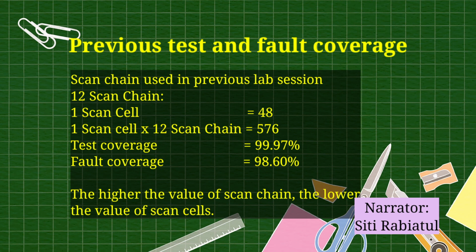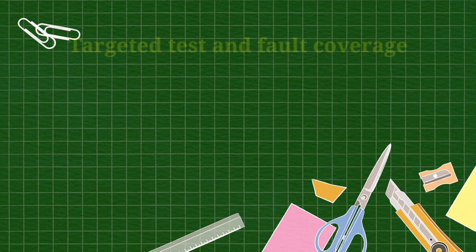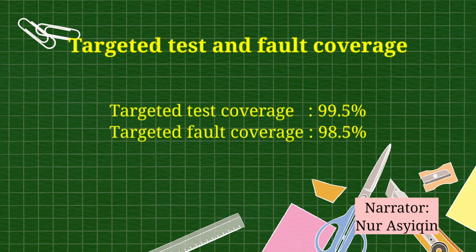Fault coverage is defined as the number of faults detected divided by the number of potential faults, and the chain test is targeted at faults in the scan chain, scan cell, clock signal, and SE signal. This project's targeted test coverage is 99.5%, while the targeted fault coverage is 98.5%.